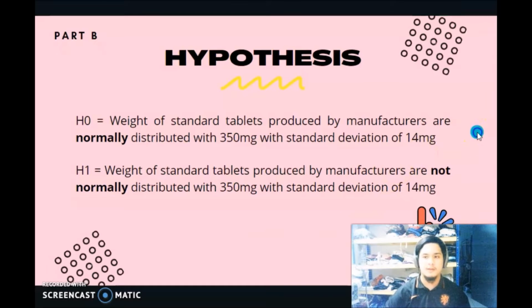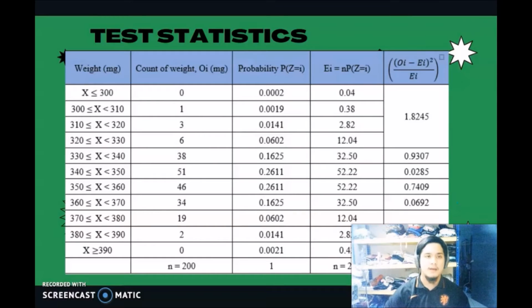For the next, this is for the test specificity. This is for the weight range. So this is for the frequency of weight. And in total, we got the total frequency equal to 200. So for the probability of the normal distribution, we find the probability using standardization. We use Z instead of X. So this is the probability.